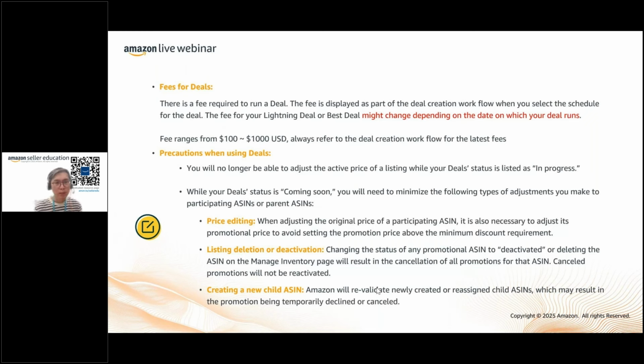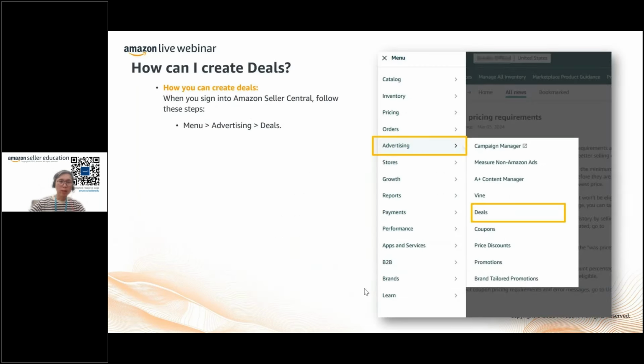What other things to take note of? Again, the eligibility and the requirements. The important thing is that when your deal is active, try not to make any edit. It may result in your deal being re-evaluated, and there is a potential that your deal may not be eligible anymore if you make any edit. I will show you where you can find the deals later on.